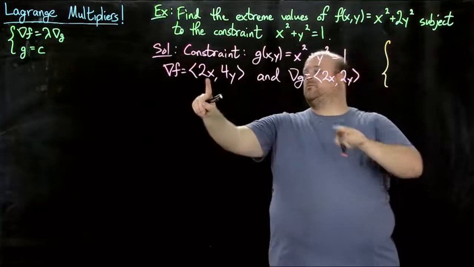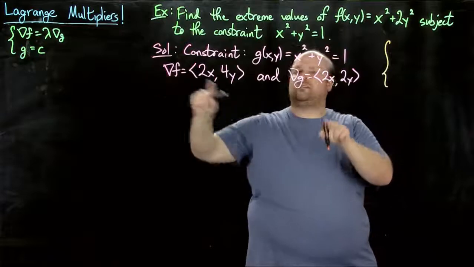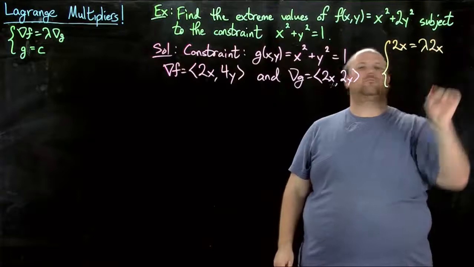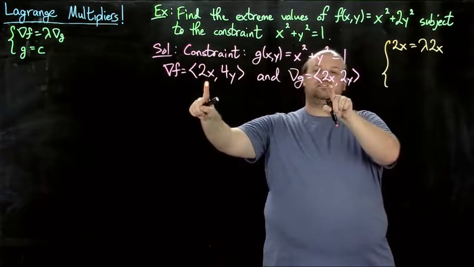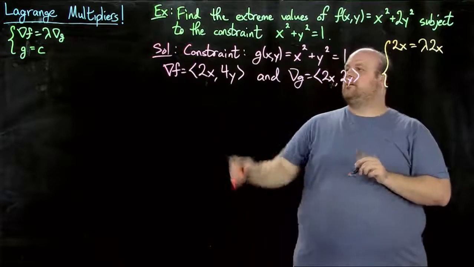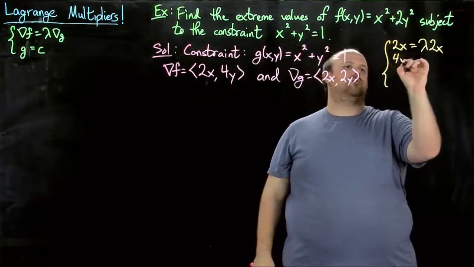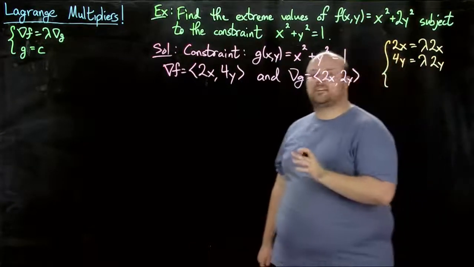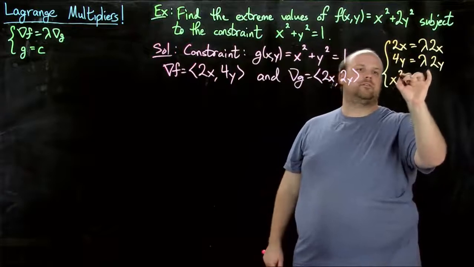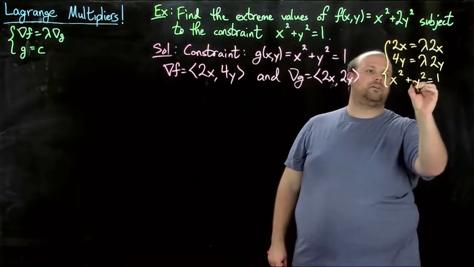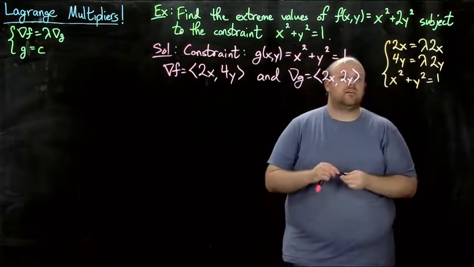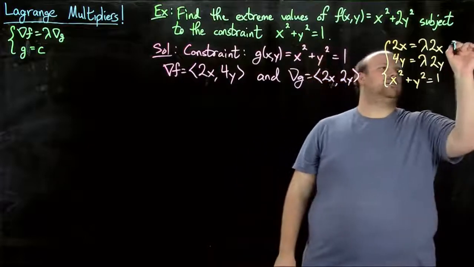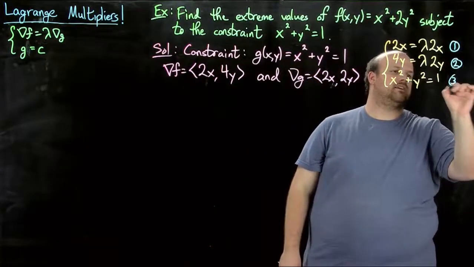Right? So we have 2x equals lambda times 2x. Right? We take the x component here and take lambda times the x component here. And then we do the same thing for the y's. So 4y is lambda times 2y. Right? And then we have the constraint itself: x squared plus y squared equals 1. All right? And what I like doing, I think it's a nice way to keep track of what you're doing here, is to number these equations, say 1, 2, and 3.